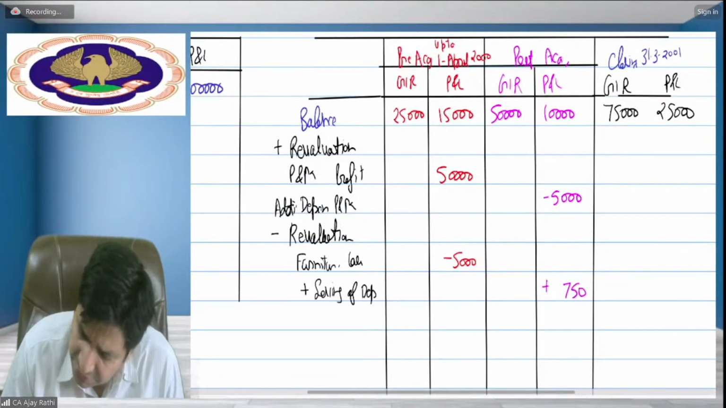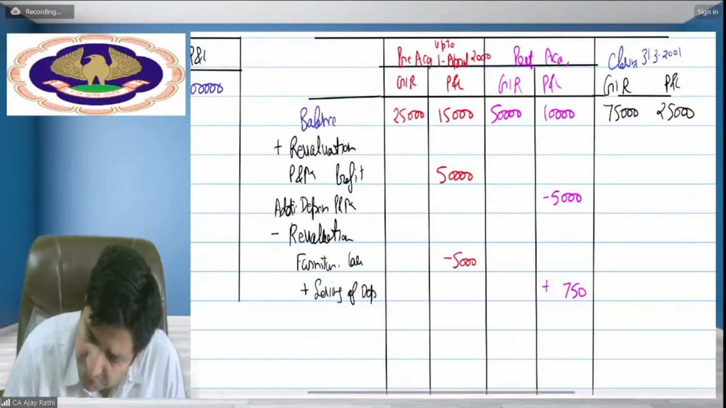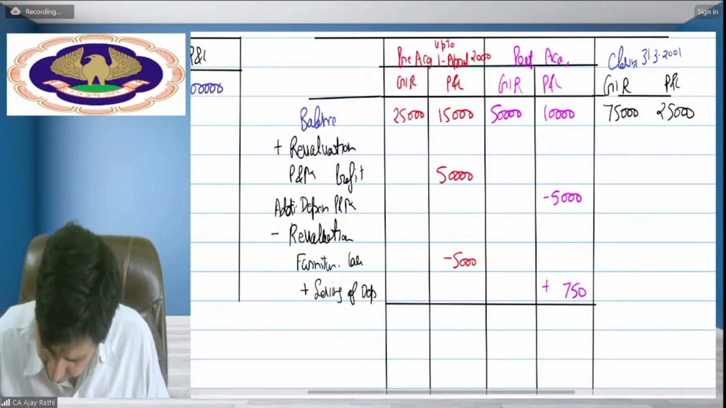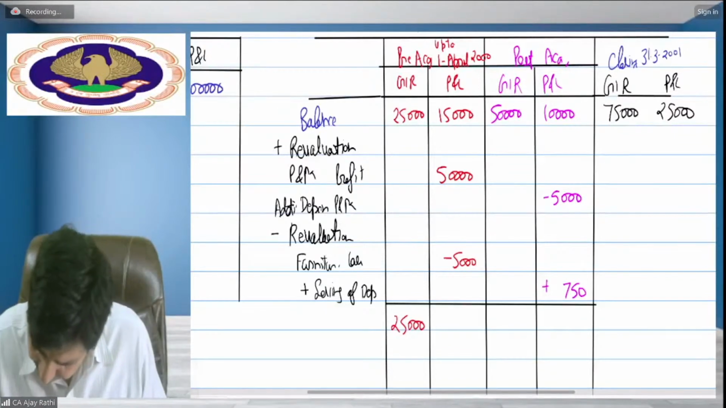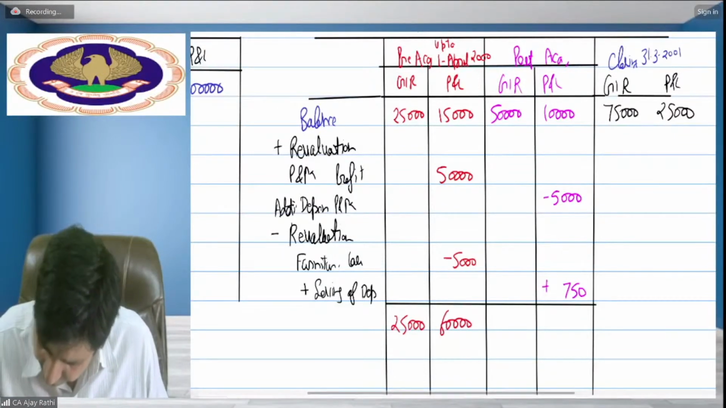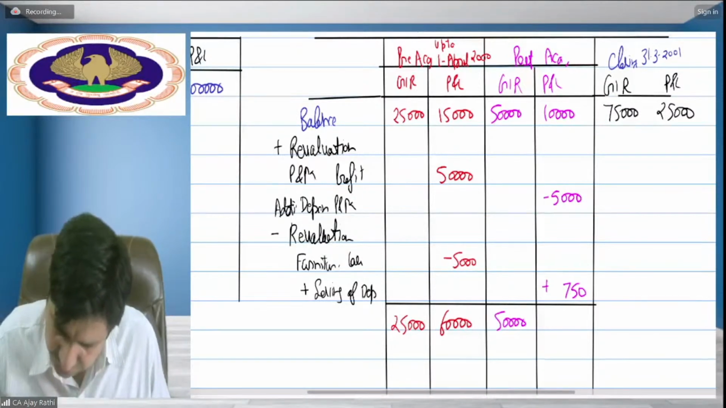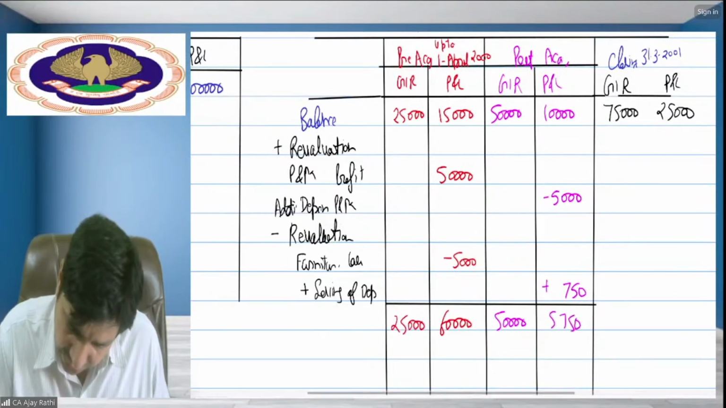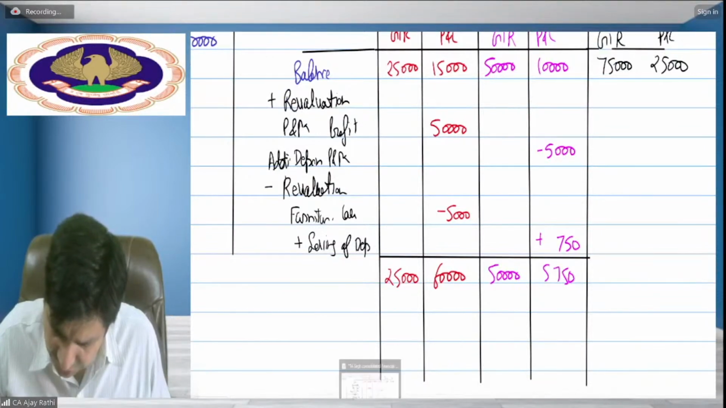Is there any further adjustment? No, there is no further adjustment. Please see this and find the correct profit of pre and post. Now how much? General reserve is still 25,000. What about the profit? 60,000. What about this? 50,000. What about this? 5,750. What will be the corresponding effect of such revaluation in the balance sheet?